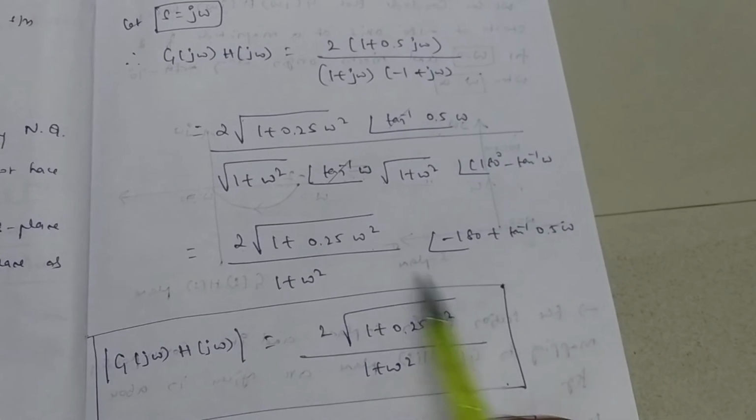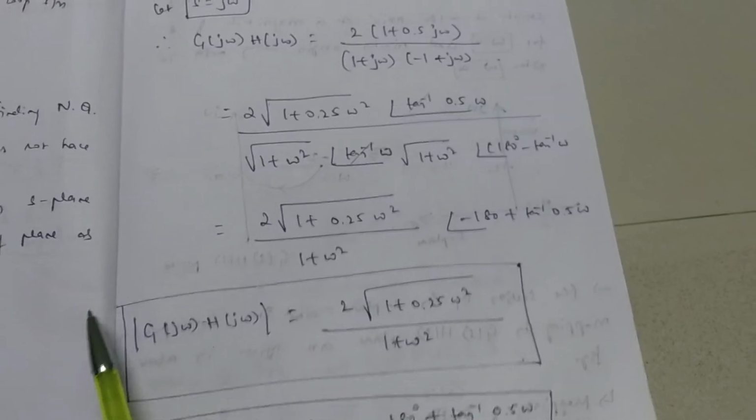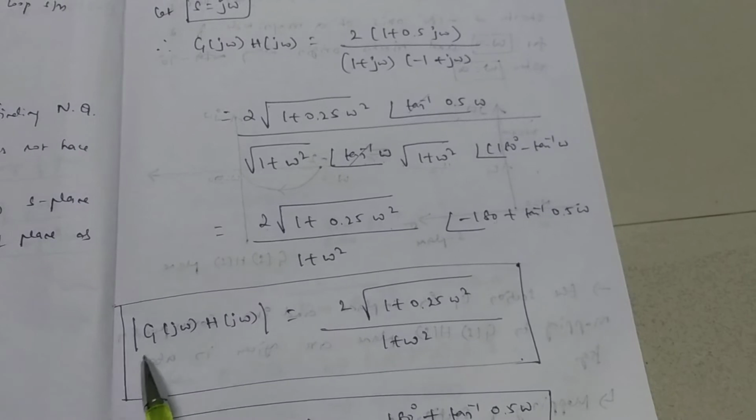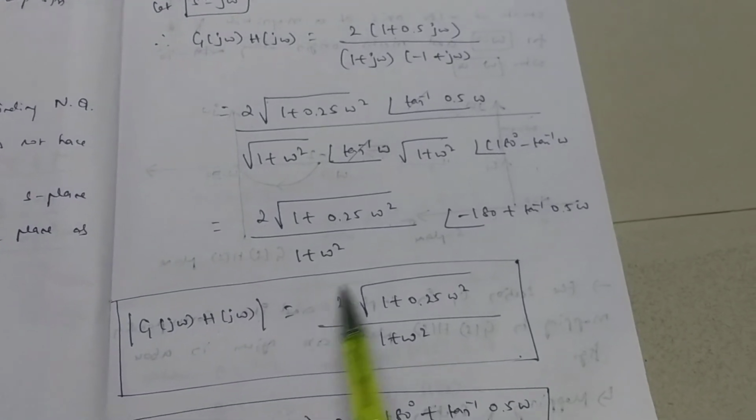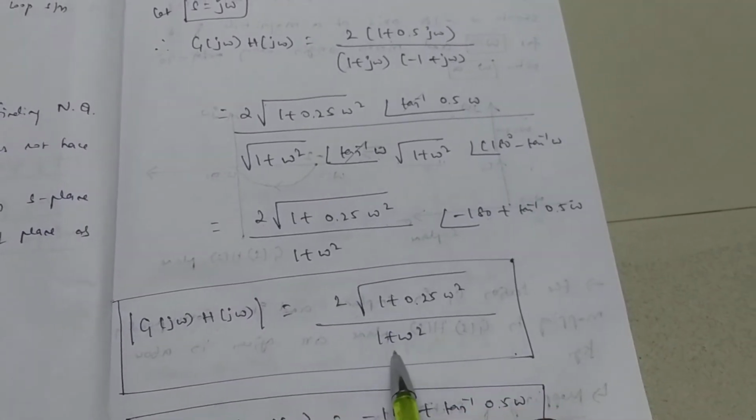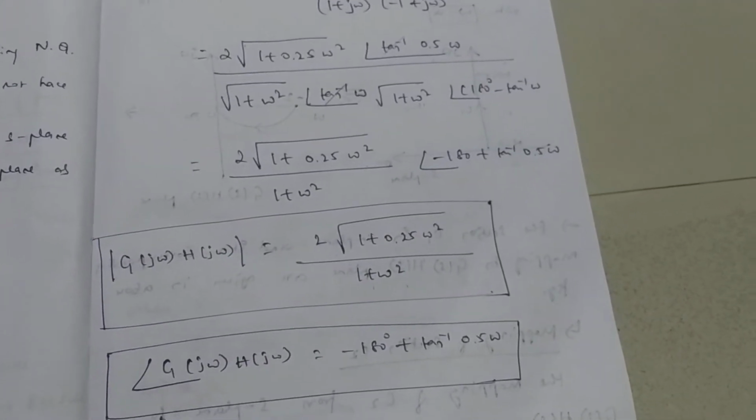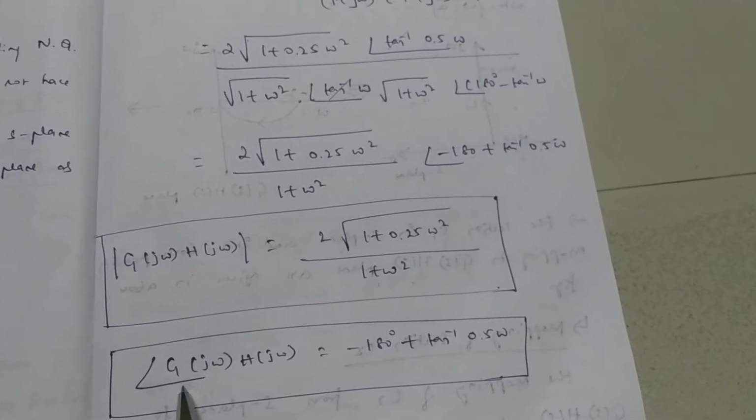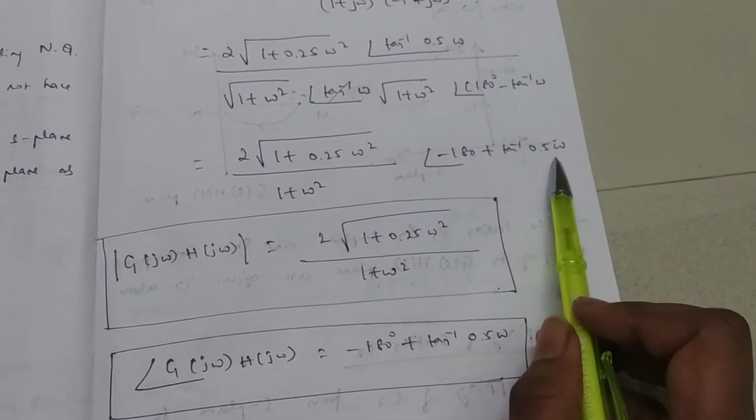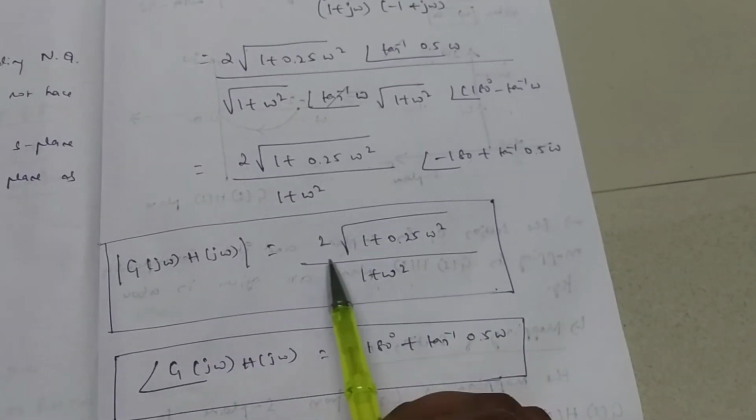So this is the magnitude part. Here we have the magnitude and phase. For the given system, the magnitude of G(j omega)H(j omega) equals 2 times root of (1 plus 0.25 omega square) divided by (1 plus omega square). Similarly, the phase value, that is the angle of G(j omega)H(j omega), equals minus 180 degree plus tan inverse of 0.5 omega. So this is the phase value and this is the magnitude value.